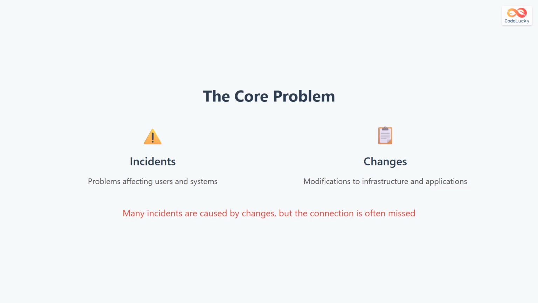Let's start by understanding the core problem. Incidents are problems that affect users and systems, while changes are modifications to your infrastructure and applications. Many incidents are directly caused by changes, but this connection is often missed or overlooked during incident investigation. This disconnect creates significant operational challenges.